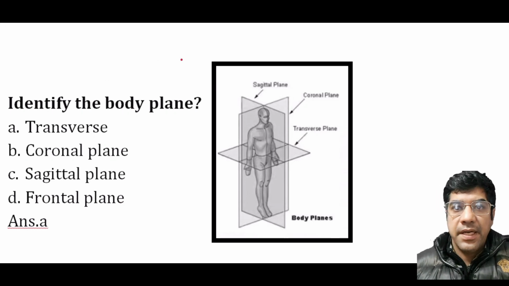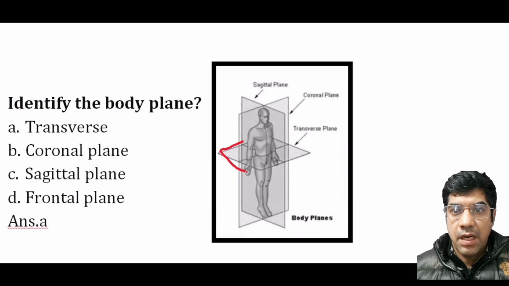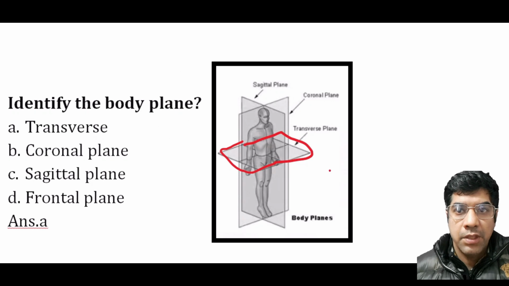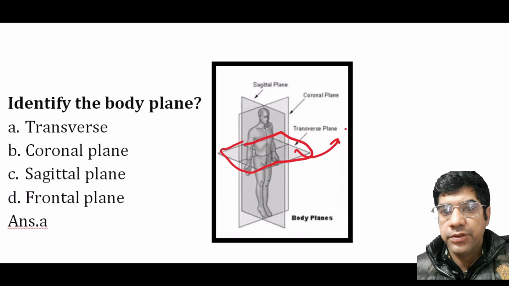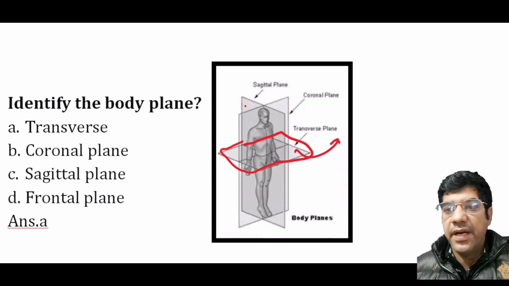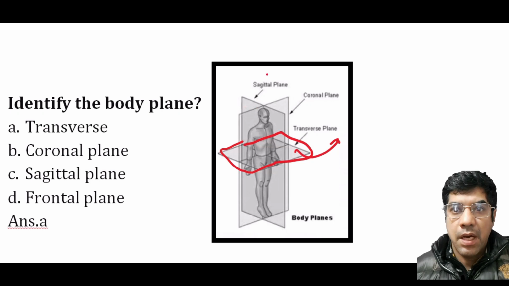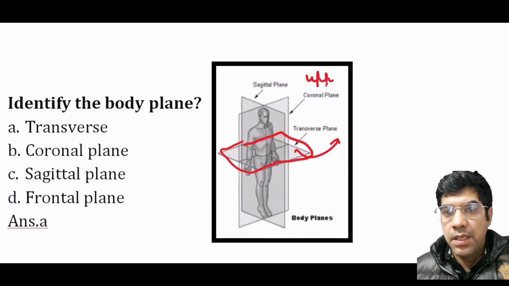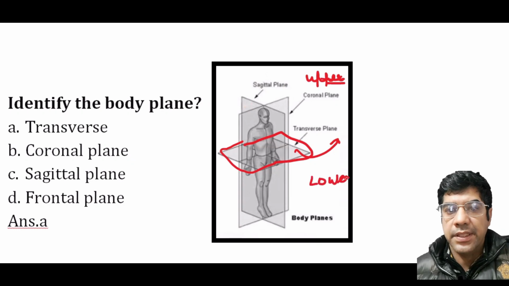Next question is identify the body plane. So this plane was asked in your NEET MDS entrance exam. This plane is the transverse plane. The transverse plane is a horizontal line that divides the body into the upper section and the lower section. So that's the transverse plane.